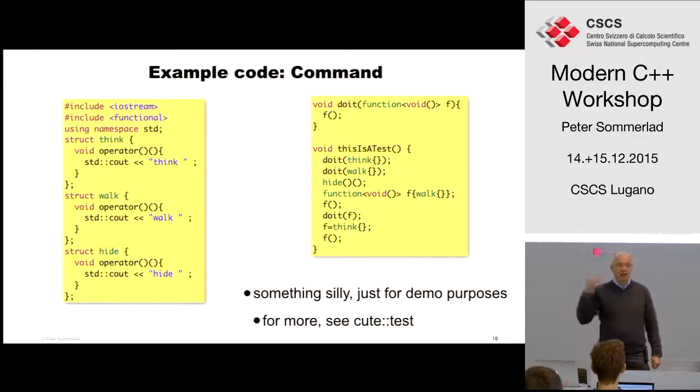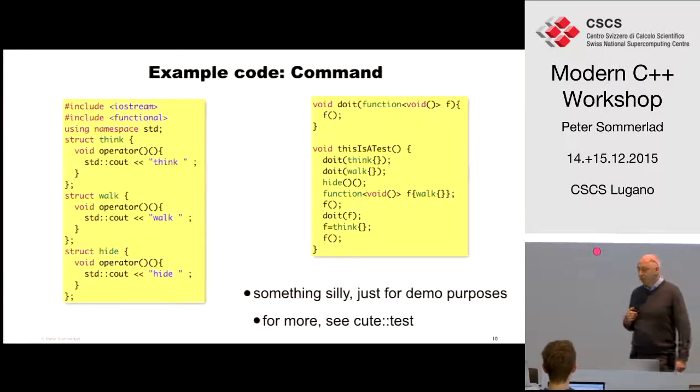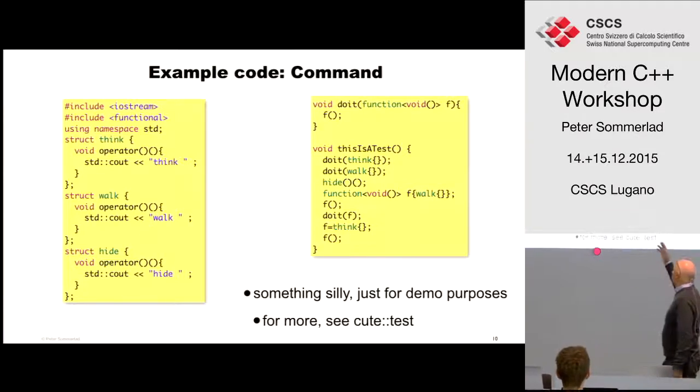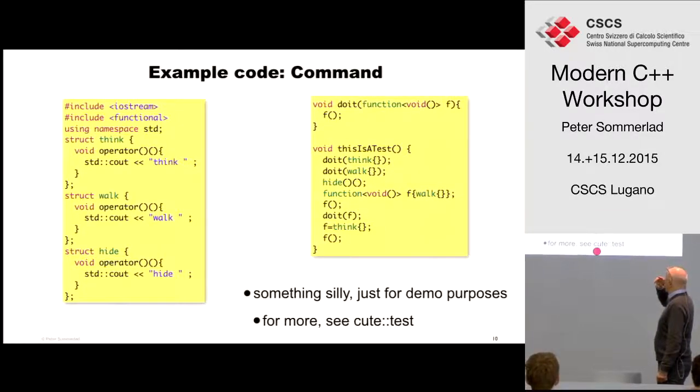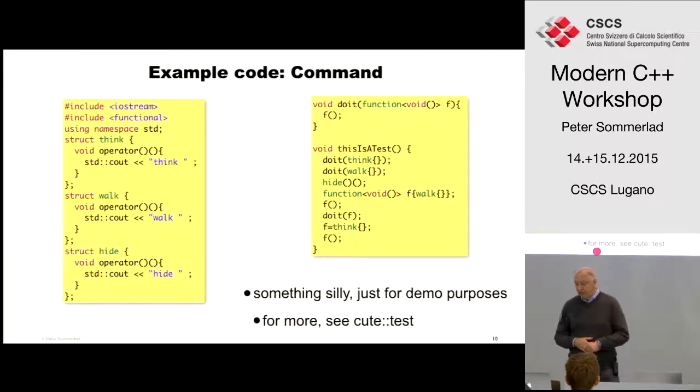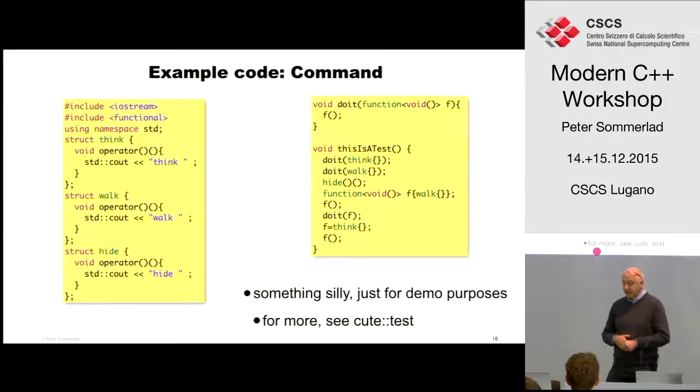The do it function might also log something, like I'm calling something, or it might do other stuff, but let's just call that. So in this example code, we can create a think object, pass it to do it, and do it will actually call the call operator of the think object. We create a walk object, call do it with it as an argument, and do it will actually call the walk object. We can directly create a hide object and call its call operator.